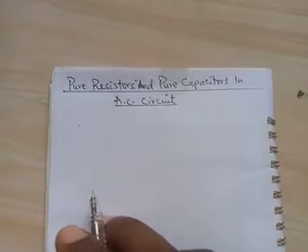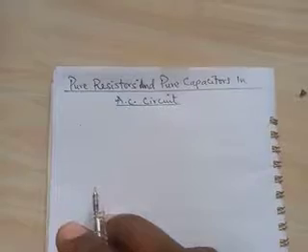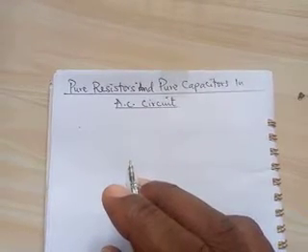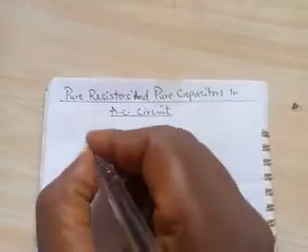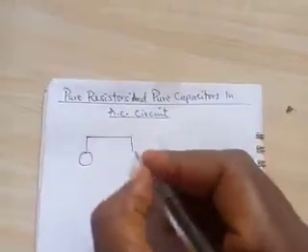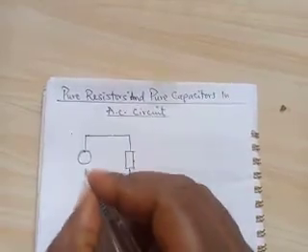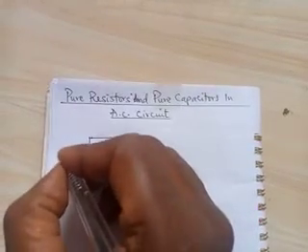In this video, we're going to talk about pure resistors and pure capacitors in AC circuits. A pure resistor is one whose capacitive and inductive effects are negligible. If we have something like this, this is the AC source or AC supply.